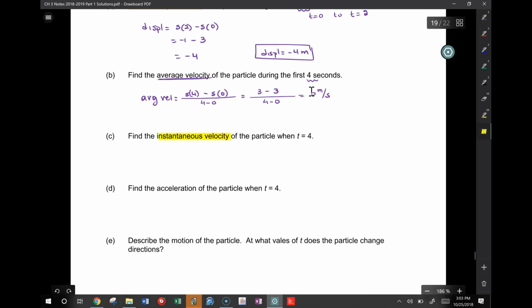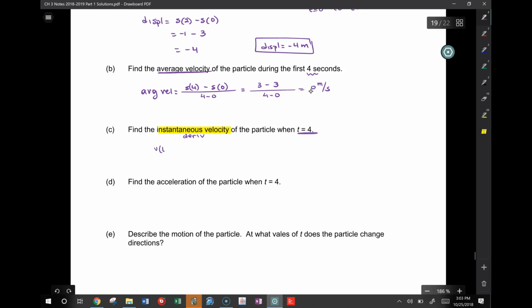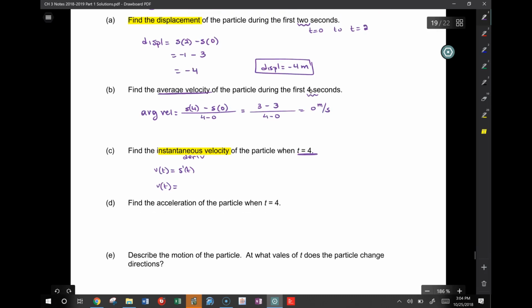Instantaneous velocity. So if average velocity is the slope of the secant line, instantaneous velocity is the derivative when t equals 4. So v of t is equal to s prime of t. The derivative of that is 2t minus 4. At t equals 4, I want v of 4, and that equals just 4. What are the units?